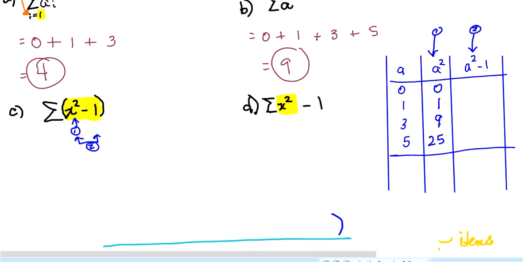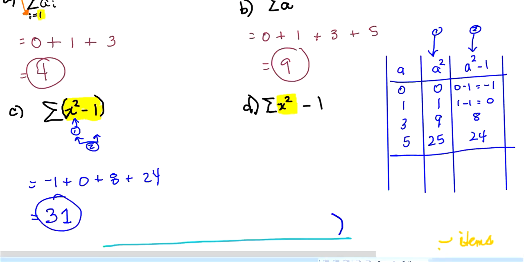Okay, for column 3, this next one, let's subtract 1 from each one. So 0 minus 1, negative 1. 1 minus 1 is 0. 9 minus 1, 8. 25 minus 1, 24. And so what you're going to do here is add up the squares minus 1, and that's the answer. So we'll have this for our summation: negative 1 plus 0 plus 8 plus 24. And finally, you would have 31 for that one.